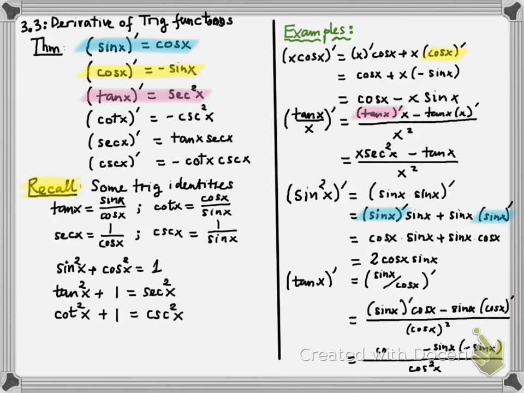That becomes cosine squared. And then negative sine of x times negative sine of x becomes plus sine squared. Guess what cosine squared plus sine squared is? As you can see in the identities for trig functions, it equals 1. Therefore, the whole answer is going to be 1 over cosine squared, which is nothing but secant squared.